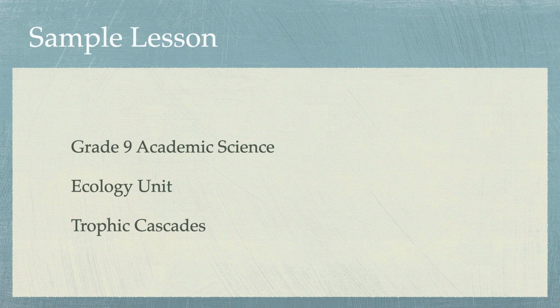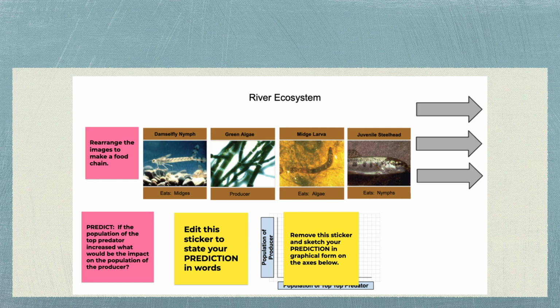This training is illustrated in a sample activity from the grade 9 science class, in which students demonstrate their understanding of trophic cascades. This activity utilized activity cards from the HHMI Biointeractive website. Students used digital copies of the activity cards to create food chains. Then they generated a prediction on how changes in the top predator's population would likely affect the population of the producer. They recorded their predictions in sentence and graphical form.